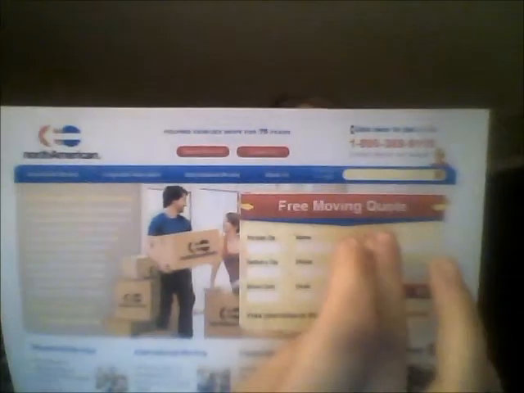Now here's the final example. This is actually the website of North American Van Lines. Okay? What is the first thing that grabs your attention on this page? Right here. Free moving quote. Right? So you can see that there is a big gap between not getting any attention and getting way too much attention with your design. You want to go for placing attention on the key points, which leads us into point number 2.